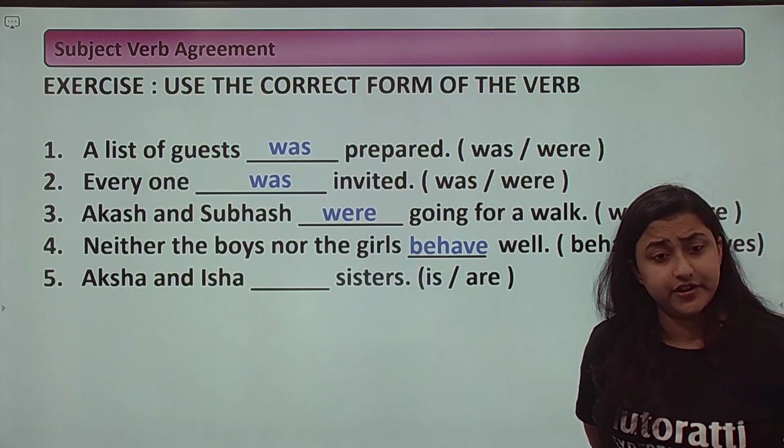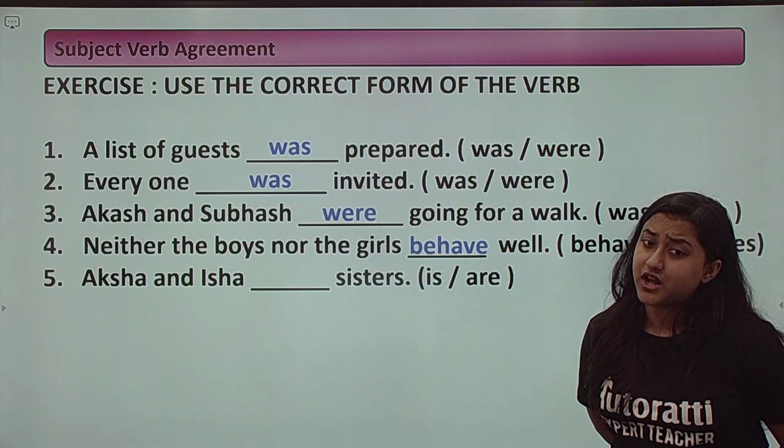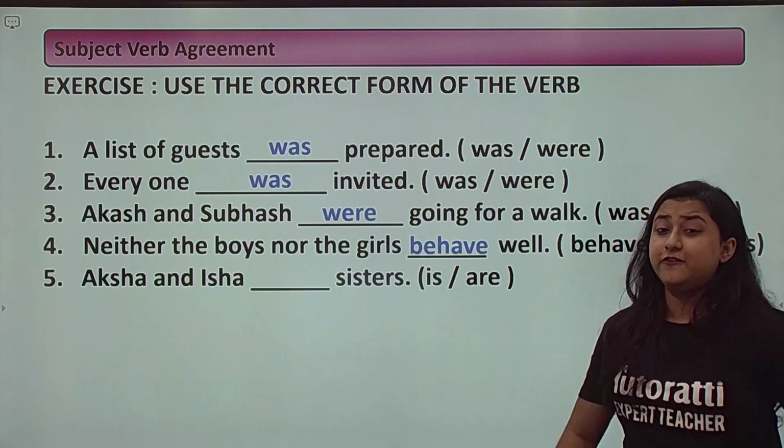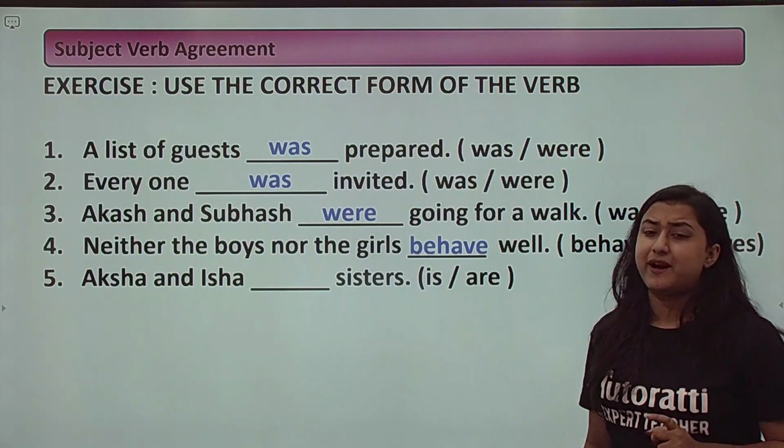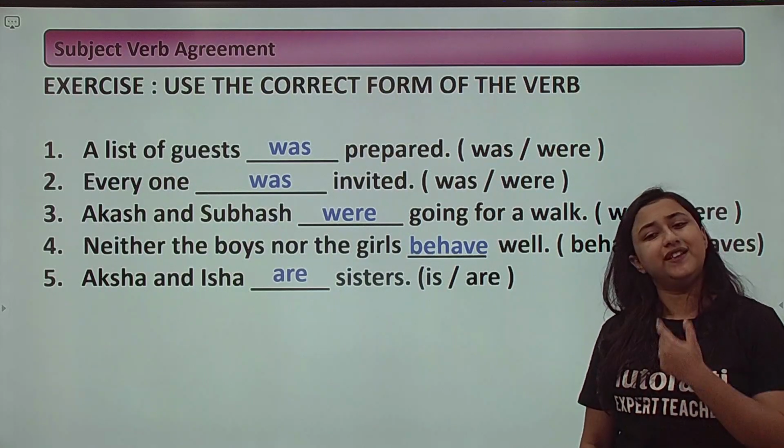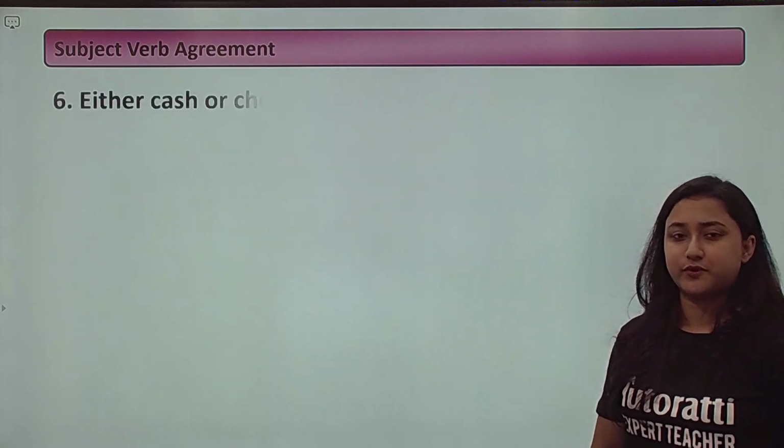Aksha, singular noun. Isha, again singular noun. Both of them are two different individuals. They are joined by and. So students, the verb is always plural. The first rule. Next one.